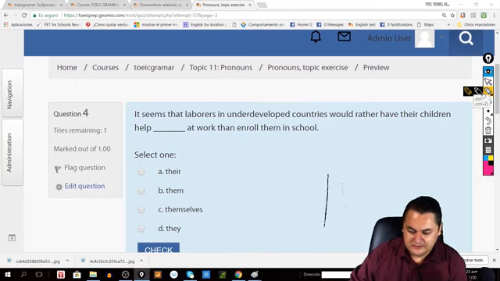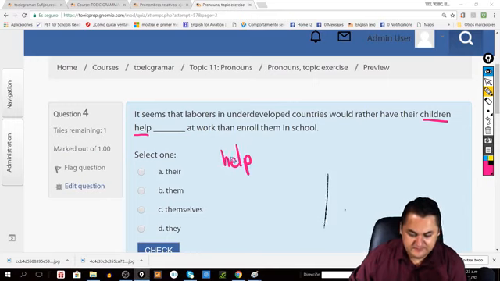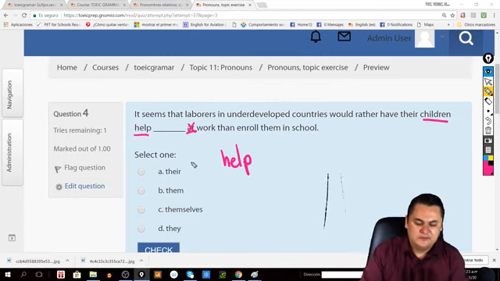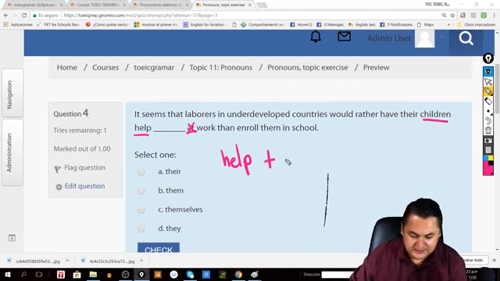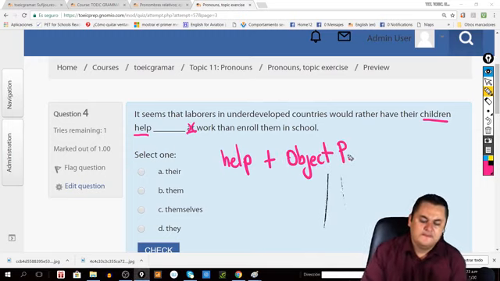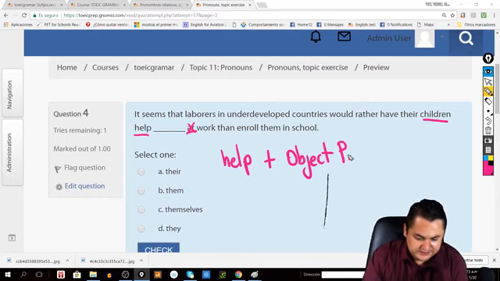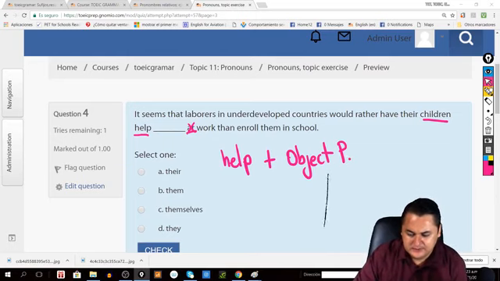What do we have here? We have children help. Help is a verb. At is a preposition. There's nothing we can do. So after a verb, we can have an object pronoun. Let us check up. It seems that laborers in underdeveloped countries would rather have their children help them at work than enroll them in school.